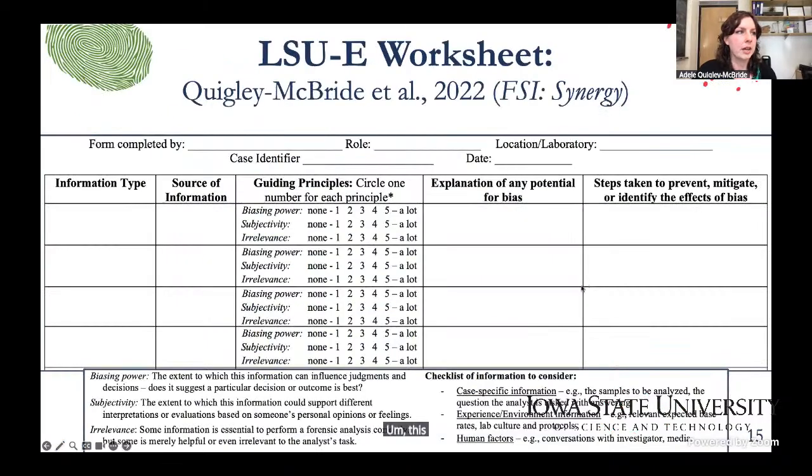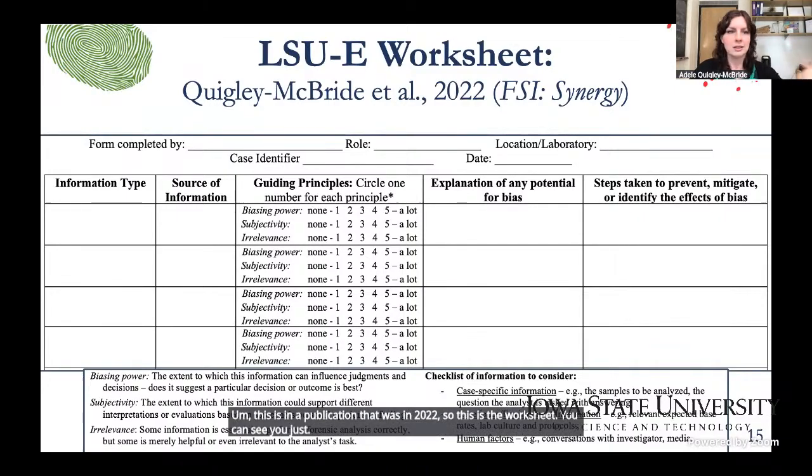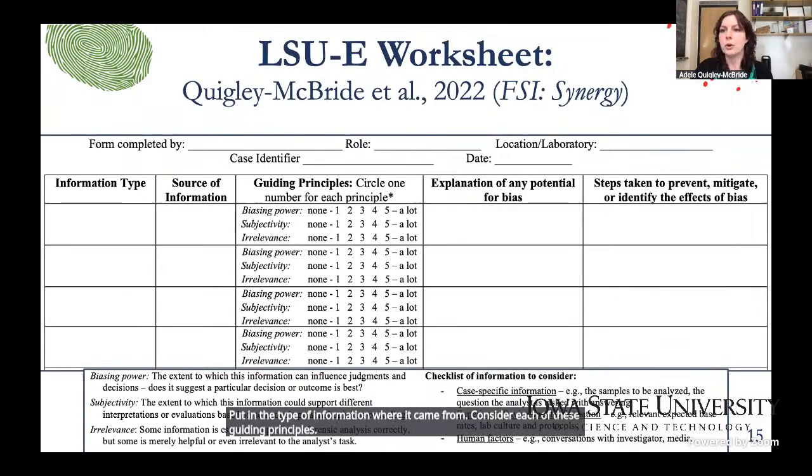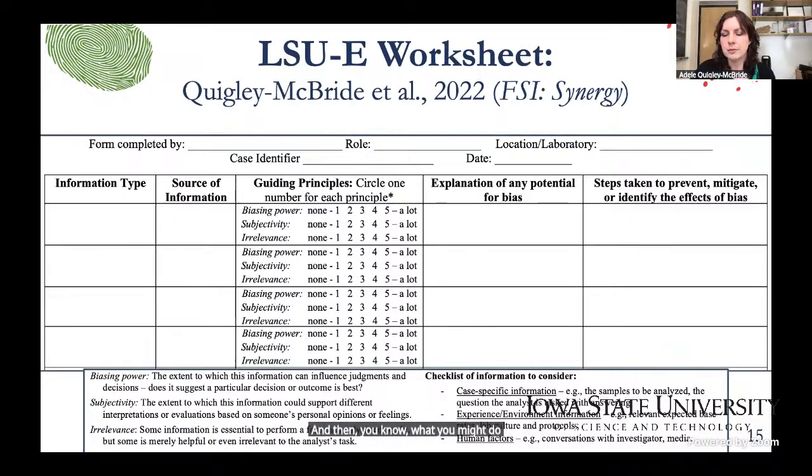This is in a publication that was in 2022. So this is the worksheet. You can see you just put in the type of information, where it came from, consider each of these guiding principles, and then what you might do if they're at all problematic. Some steps that you might have taken to mitigate the effects of them.